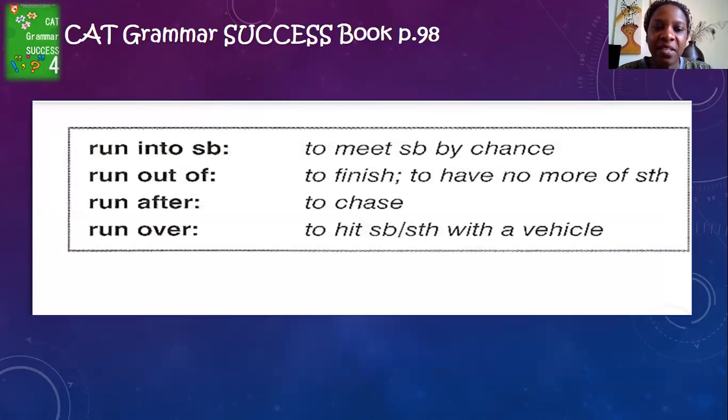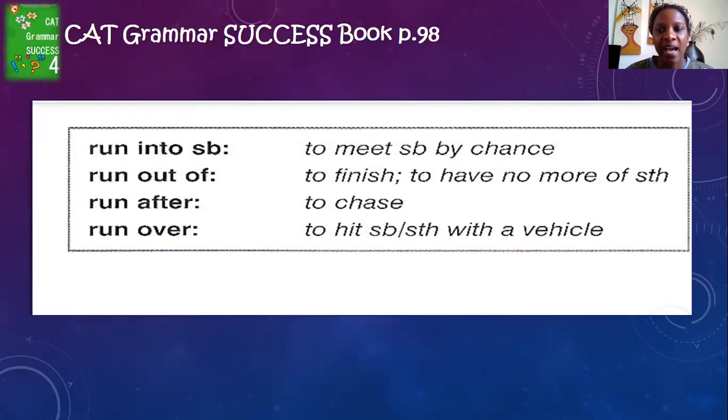Okay, now we have some phrasal verbs that include run. It says run into SB, which is short for somebody. Run into somebody, run out of, run after, and run over. I'm going to briefly explain again. Run into somebody means that maybe I am going to the mall and Miss Paulina is also going to the mall. I didn't make any plans with Miss Paulina to meet at the mall, but while I was shopping in Liverpool, Miss Paulina appeared out of nowhere. So we ran into each other, okay?